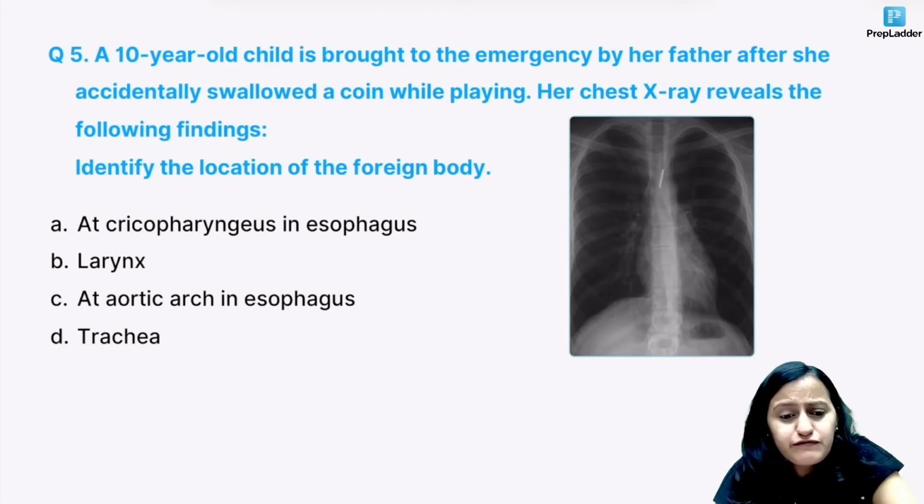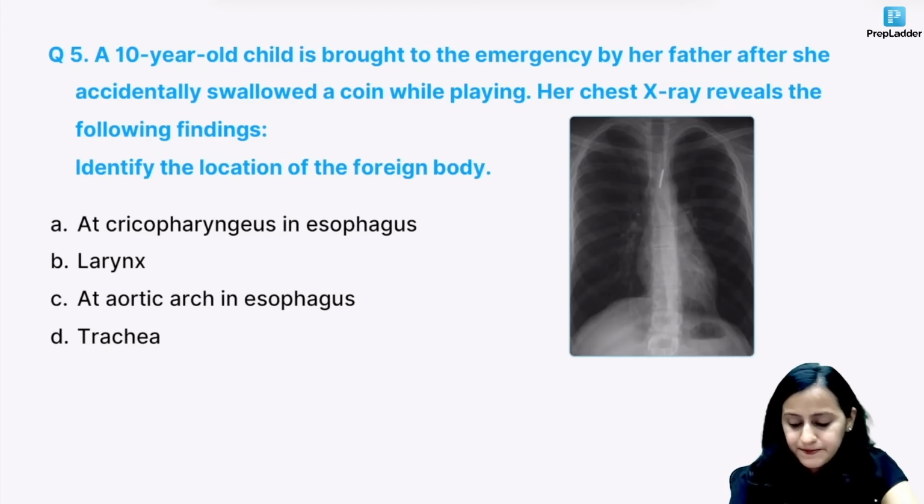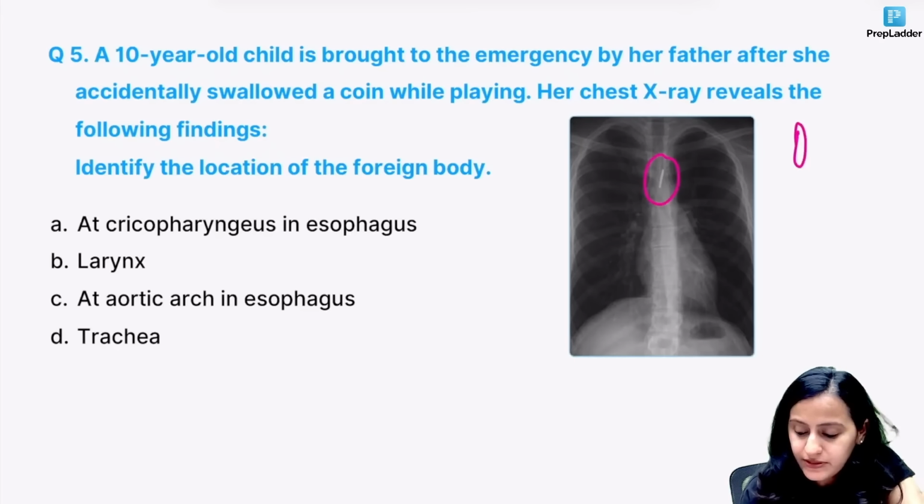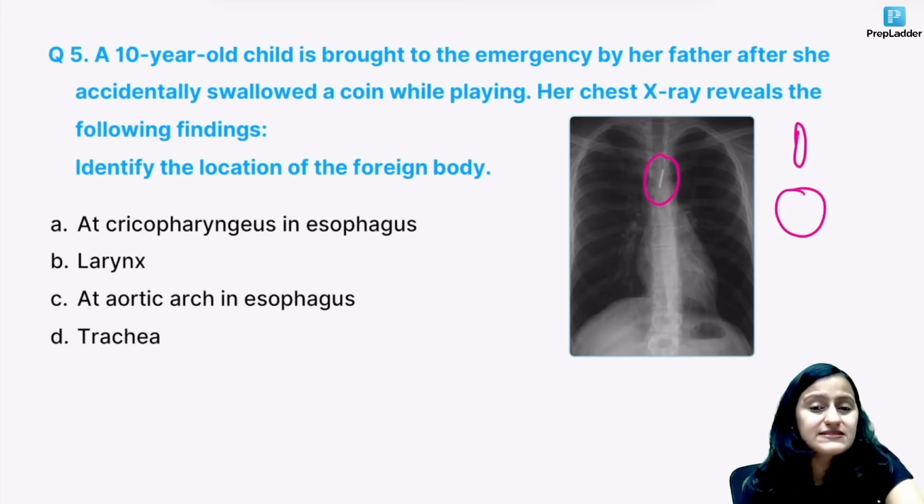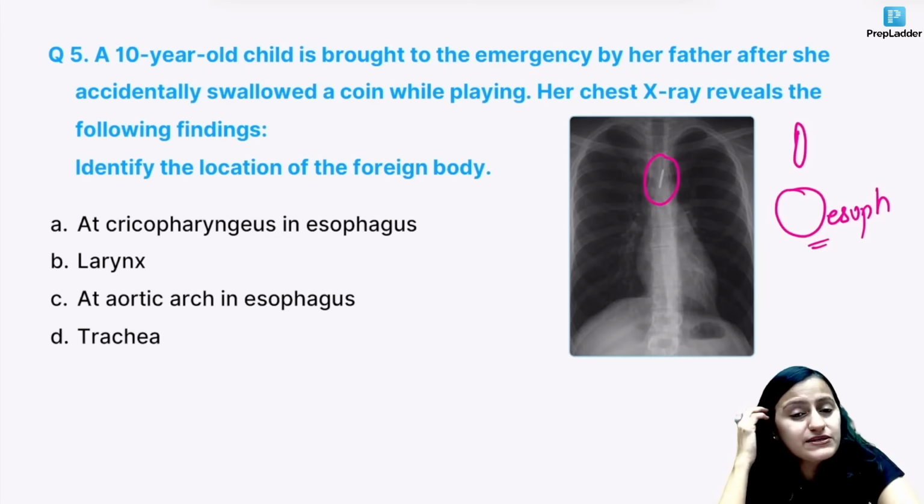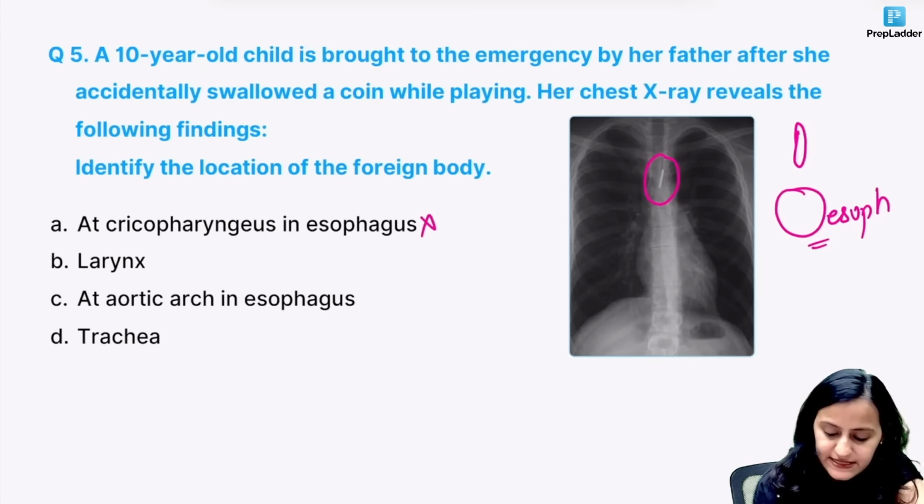Identify the location of the foreign body. So what options do I rule out looking at the foreign body here? The foreign body here is like a slit. It is not round. If it would have been round in this frontal view, then it would have been esophagus. That is how you remember. Remember esophagus O, the foreign body is circular. This is not circular. So this is not in the esophagus.